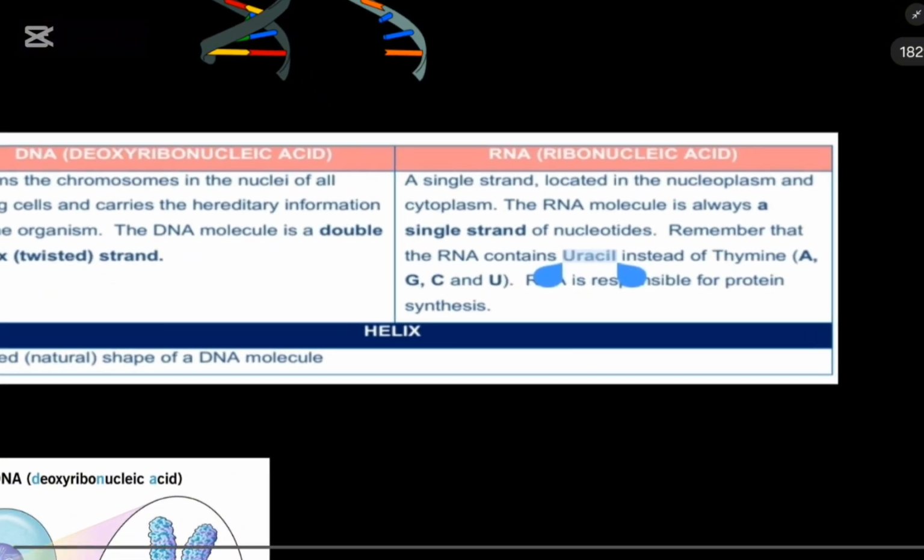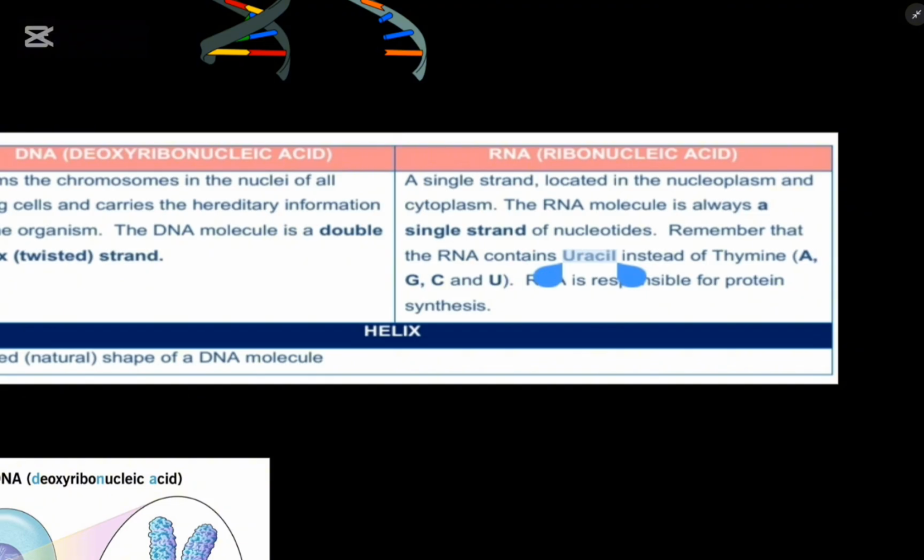Remember that the RNA contains uracil instead of thymine. Again, those are our nitrogenous bases that I will further explain. RNA is responsible for protein synthesis. We will then further explain it during the protein synthesis video.